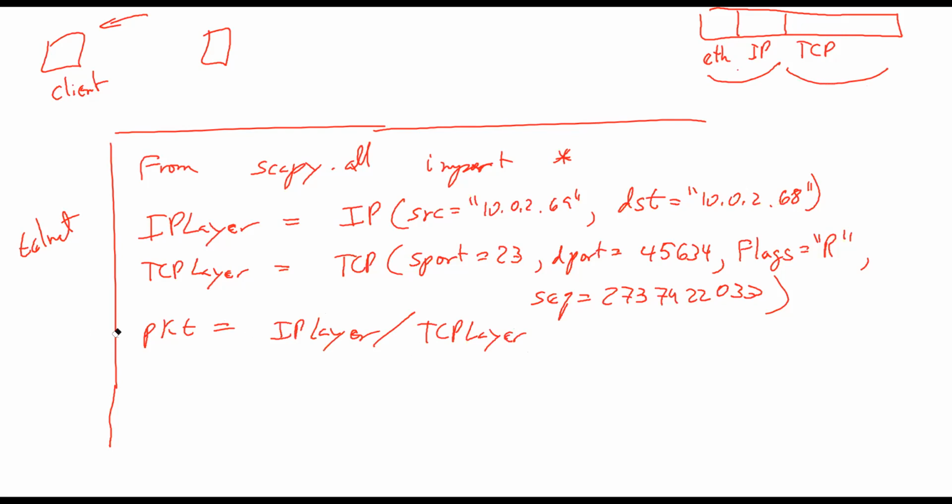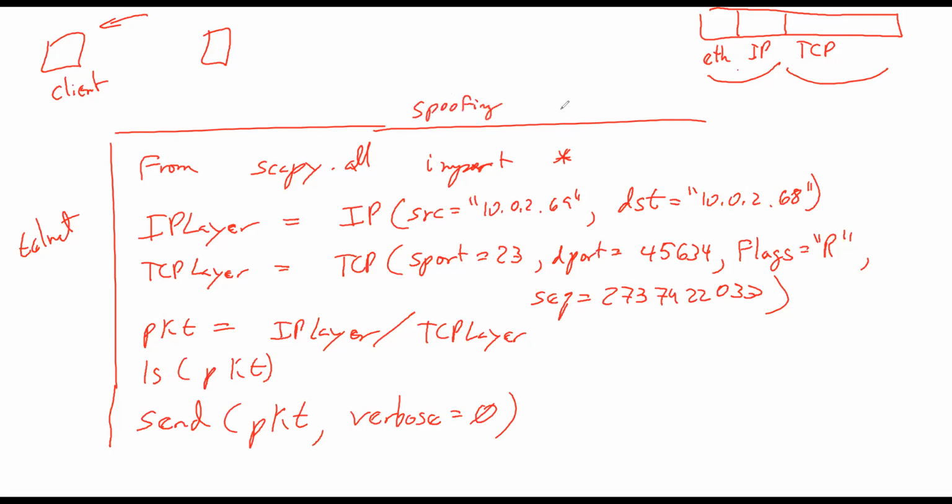And then you can just go ahead and view the data of it. So if you want to view its data, you can view how you constructed it. It looks a little bit like Wireshark. And then you send it out. With verbose, you can see some information, and that's it. This is going to be for spoofing a TCP reset for the telnet problem.